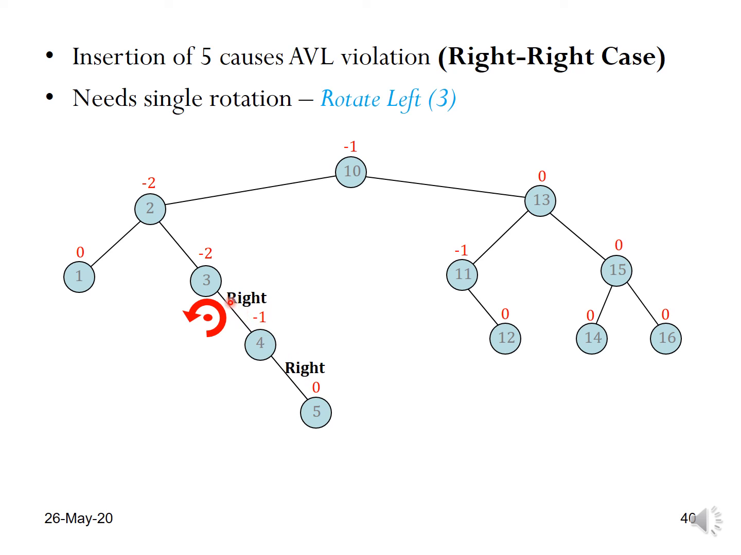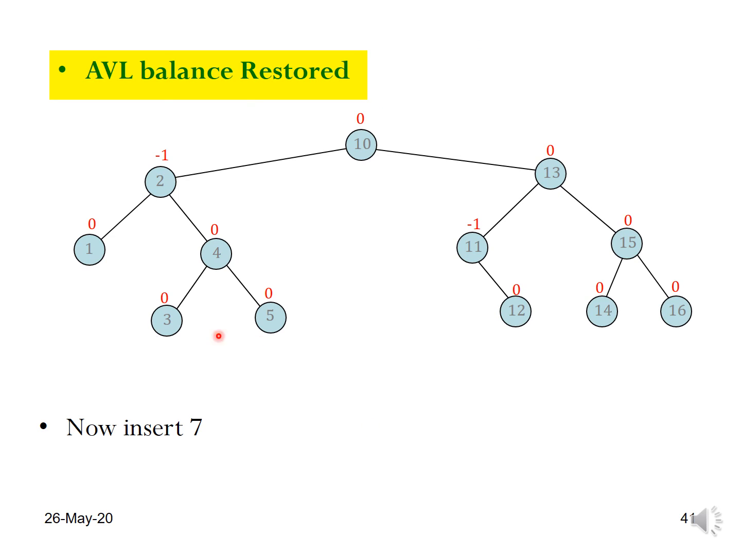So we will rotate this 3 to the left. This is a single rotation case, because for the right right case we perform only a single rotation, like this. After rotating, we again calculate the balance factor of all the nodes. Now we can see that the balance factor of all the nodes is less than or equal to 1, so AVL balance is restored.